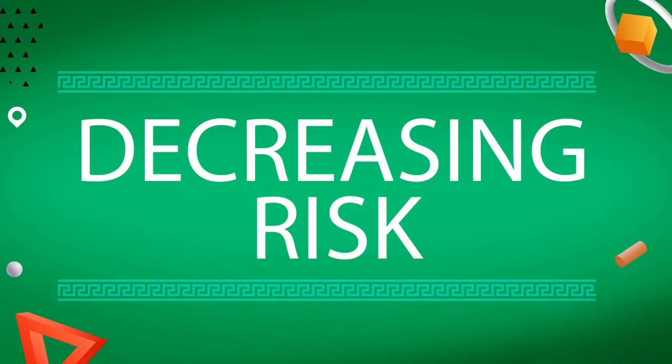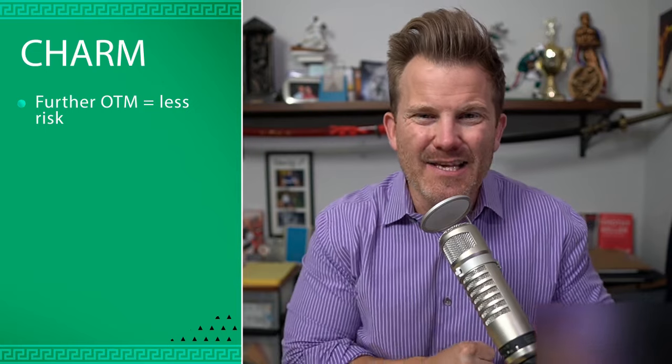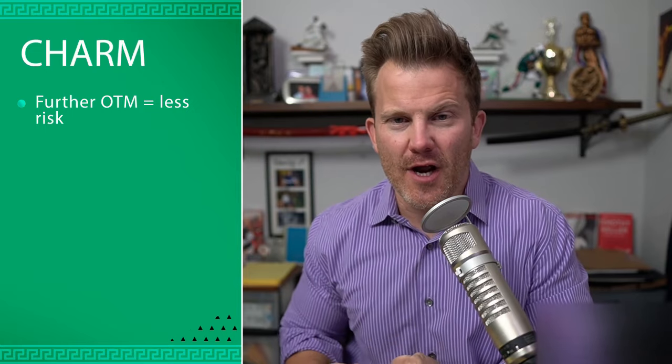Okay, so what about charm's relationship with risk? Well, to be honest, it's not as obvious as it might be with some of the other higher order Greeks like Color and like Vama, two of the guys that we're going to see in the next 2 episodes of the Greeks Crash Course. But still, we do know this. If you go further out of the money in an effort to maximize your charm, you are going to have less risk on a per contract basis.